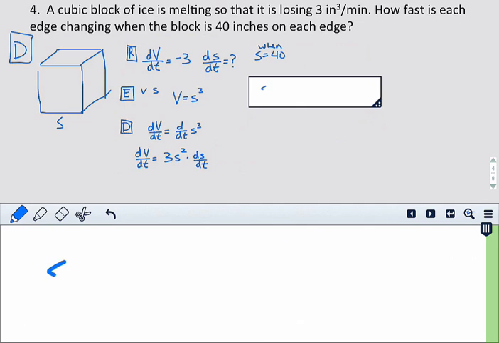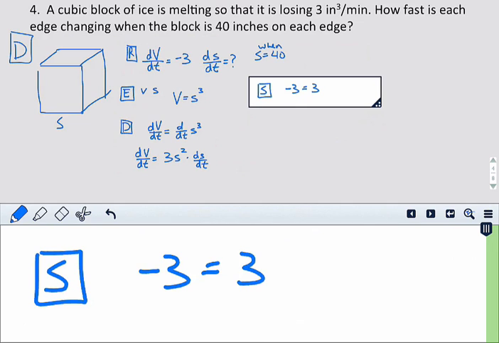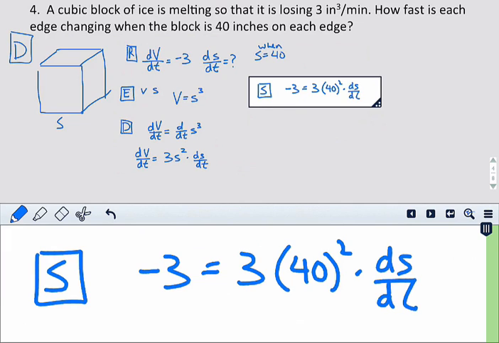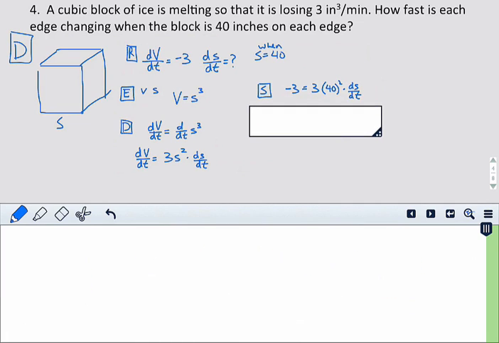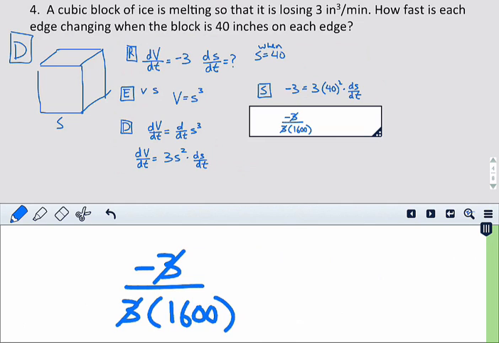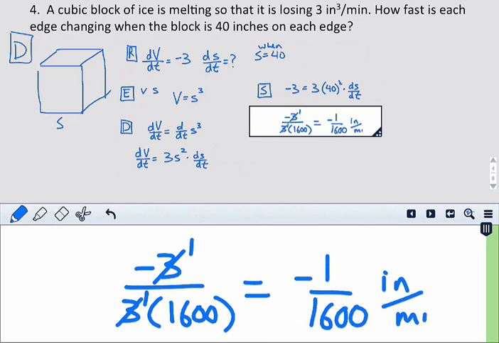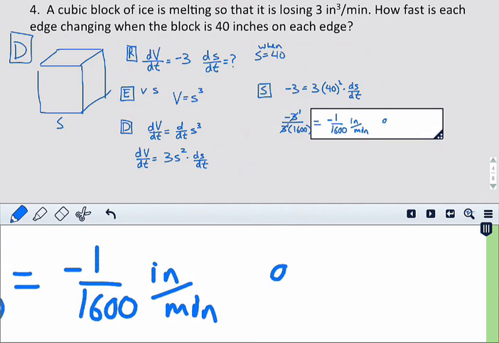Now let's go ahead and substitute. So we know dV over dt is -3. And we want to know this when the side is 40. So 40 squared, and then times ds over dt. And that's what we're looking for. So we just need to solve for ds over dt. So we're actually going to have -3 over 3 times, well, 40 squared is 1600. Our 3's will cancel to 1's. So we actually have -1 over 1600 inches per minute. And that's going to be how the side is changing with respect to time.